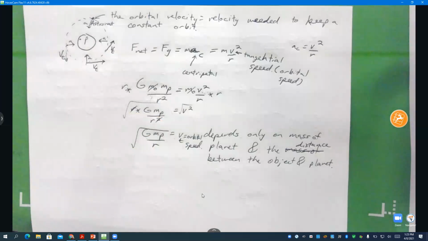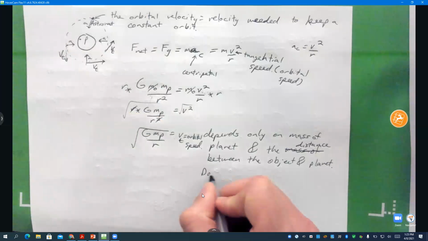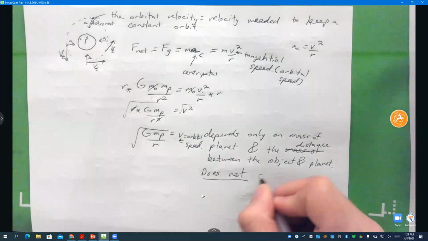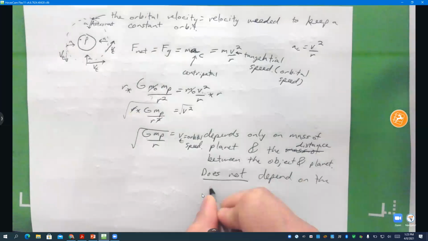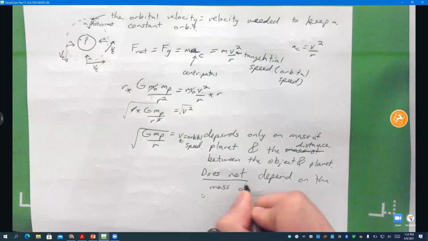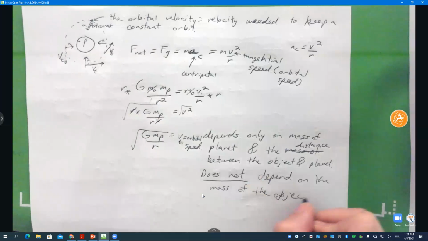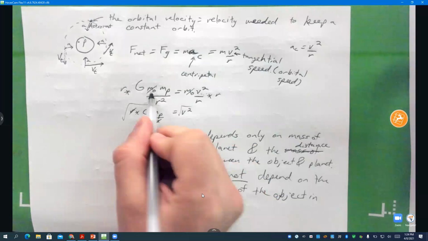Yep. Cool. Okay. I will also emphasize it does not depend on the mass of the object in orbit, because that again cancels out.